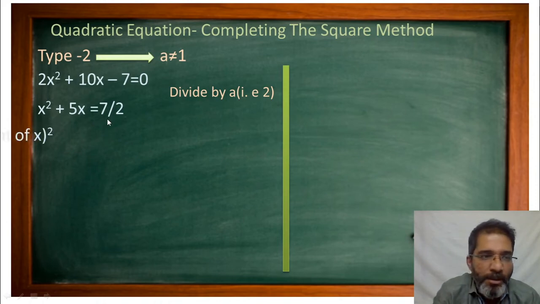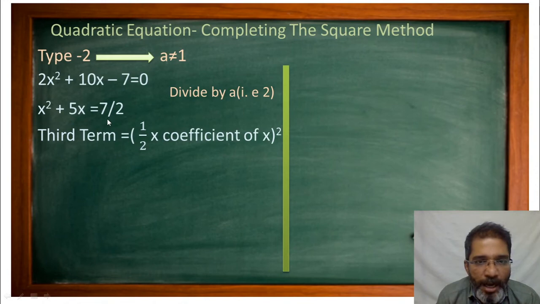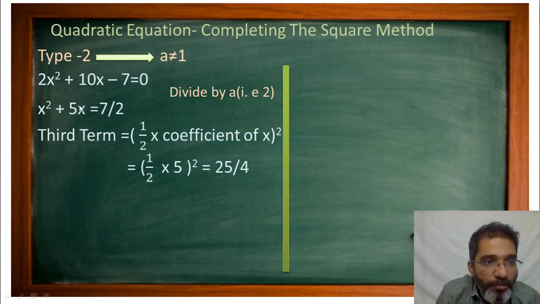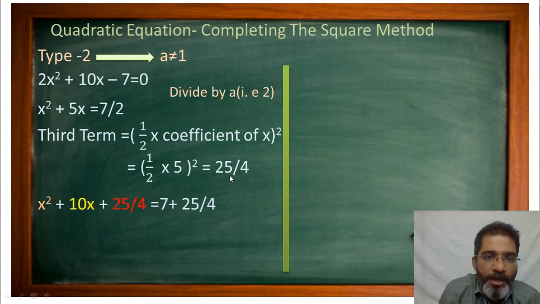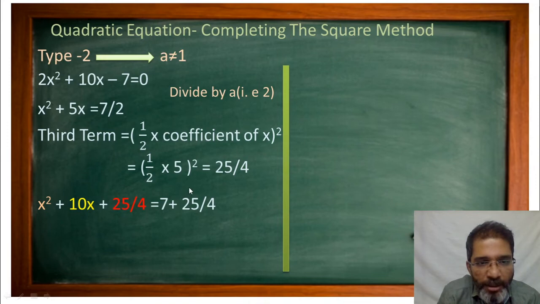We'll discuss now. Again, the third term is half into the coefficient of x, because the equation is in terms of x, bracket square. Here the coefficient of x is 5. So half into 5, bracket square. 5 and 2 will not reduce, so don't convert your answer into decimal. Keep it as it is in fraction. Find the square, that is 25 by 4. Again the same step, we have to add 25 by 4 on the left hand side as well as on the right hand side.